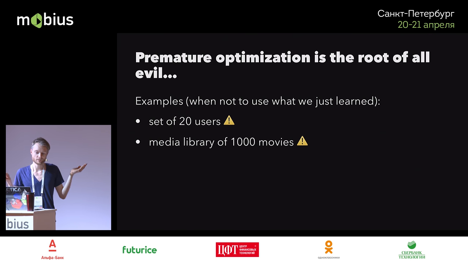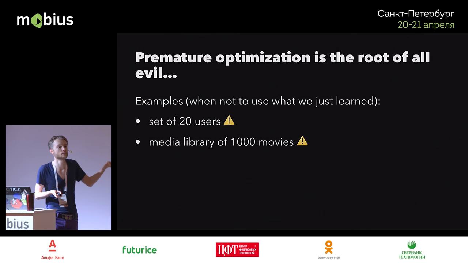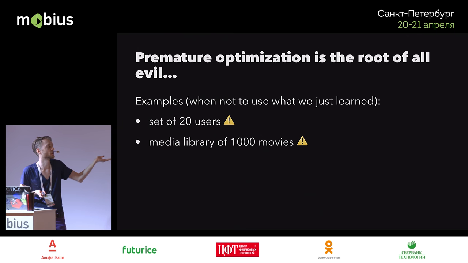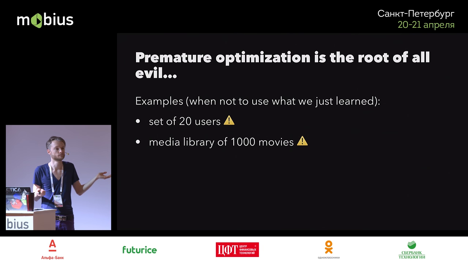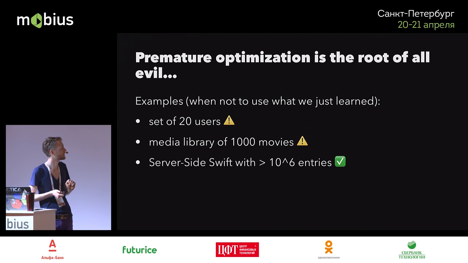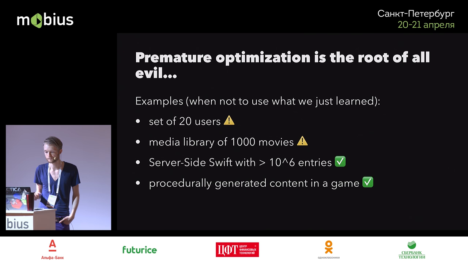So maybe if you have a media library of 1,000 movies, you have to think about it. Maybe each entry in the media library is 1 megabyte, and then you can maybe get it down to 500 kilobytes. That makes sense. But if the movies are about 1 kilobyte, it again doesn't matter. Think hard about it. And so maybe you have a server-side Swift app with 1 million entries. Yeah, totally, then go ahead and do this. And as we saw earlier, if you have a server app and you have less memory, that means you have to pay less money because you fit on a smaller machine.